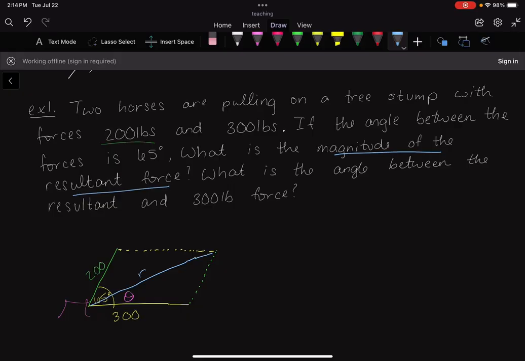So the reason that I did this is because now we can see that we have some triangles, and that's always going to be helpful. So I also know that because it's a parallelogram, this side is also 200. This side up here is also 300.